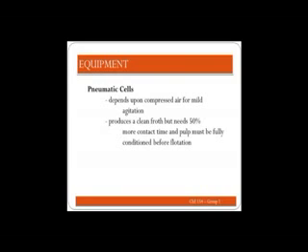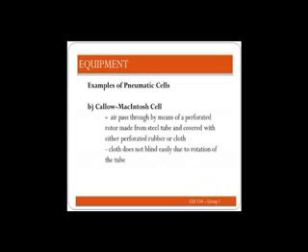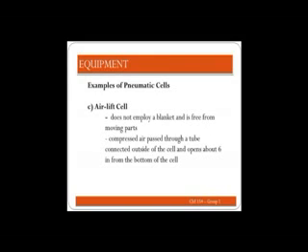First example of pneumatic cell is the Calo cell. Horizontal blankets are used where the compressed air is passed through. It also needs special care when cleaning the blankets to prevent tearing of cloth. It is used for solids that are easily floated without great agitation. Next is the Calo-Macintosh cell. In this kind of pneumatic cell, the air is passed through by means of a perforated rotor made from steel tube and covered with either perforated rubber or cloth. The cloth does not bend easily due to the rotation of the tube.